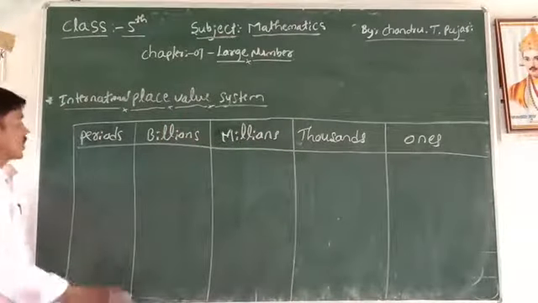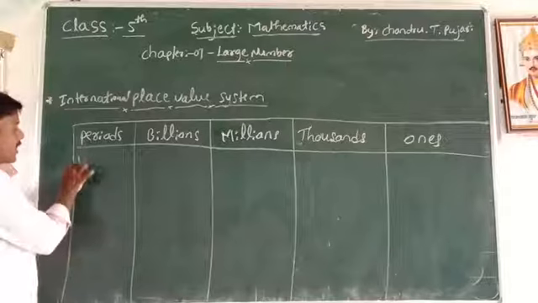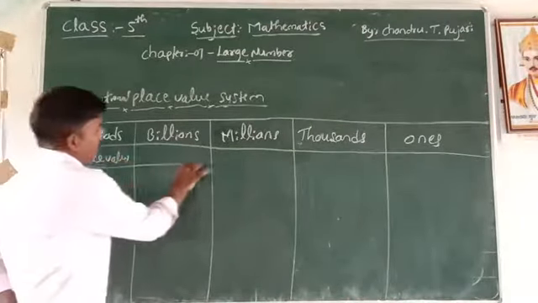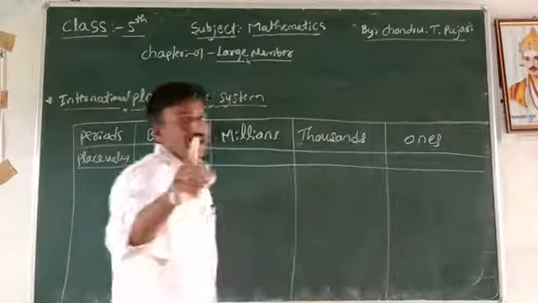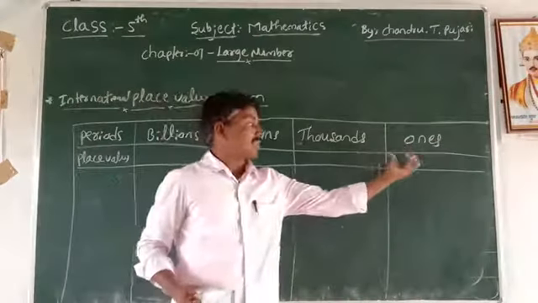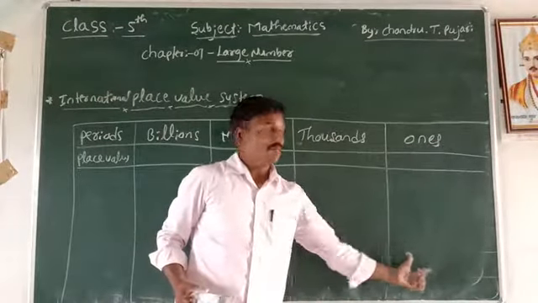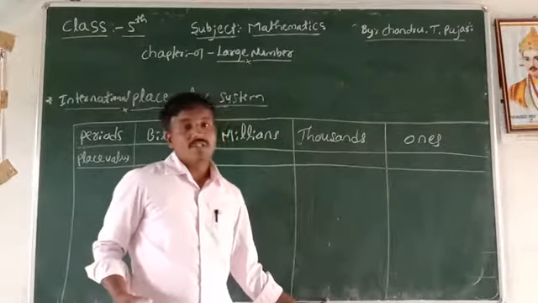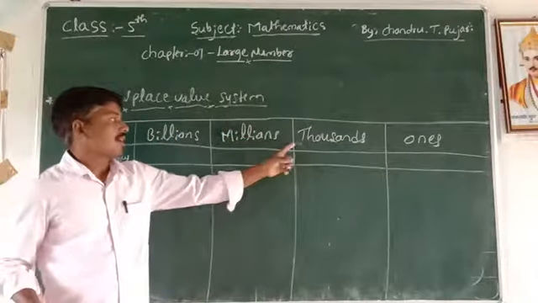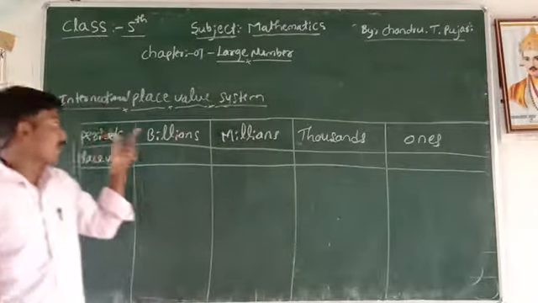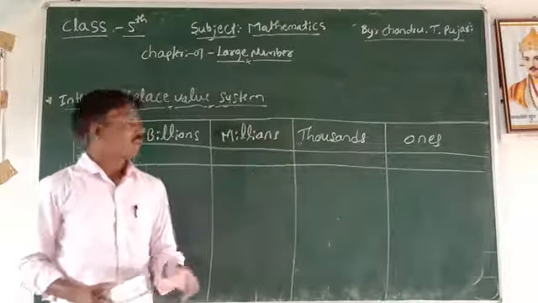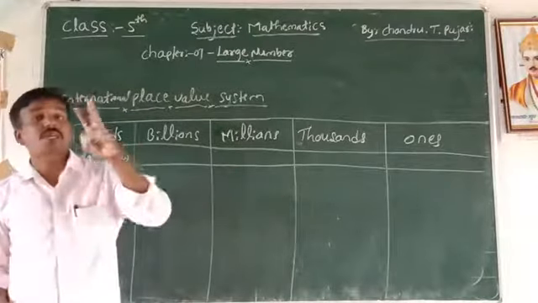In each period there are some place values. In the Indian number system, place values start with ones, and there are 3 places. In thousands, only 2 place values. The difference is that the Indian number system has thousand, lakh, crore. But the international system has billion, million, thousand, ones. In each period, there are 3 places.